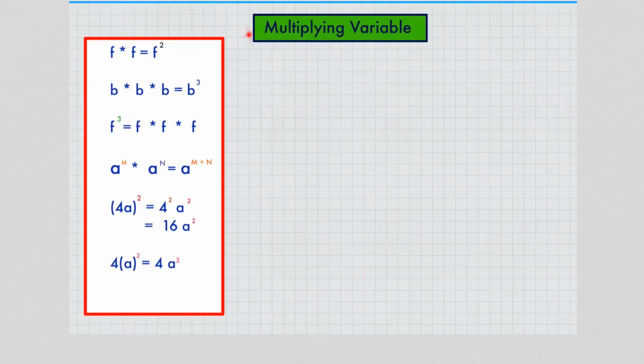The next part we have is multiplying the variable. f times f equals f squared. These are just the basic rules. If you follow them, then it should be all okay.